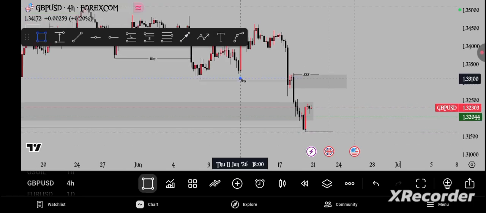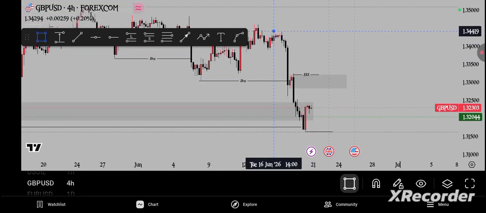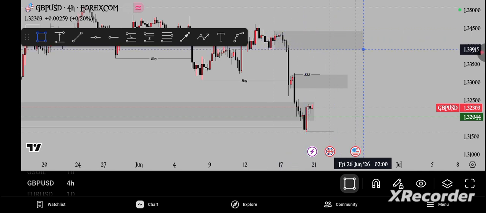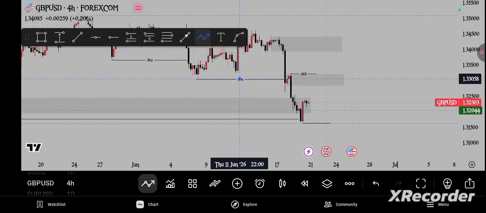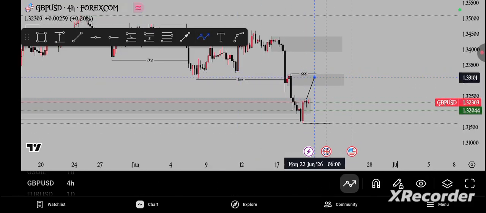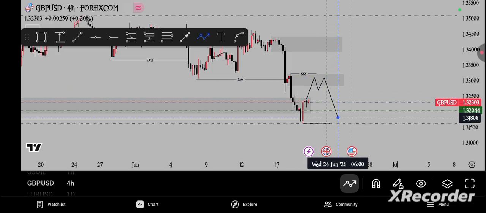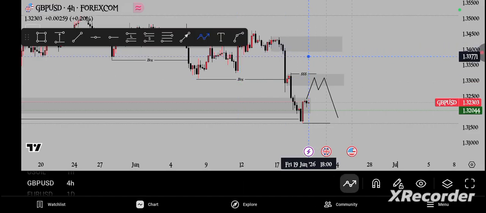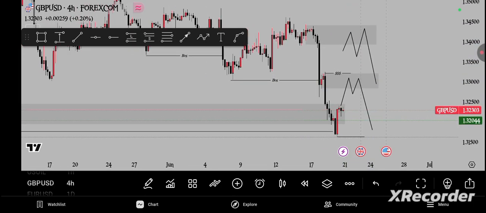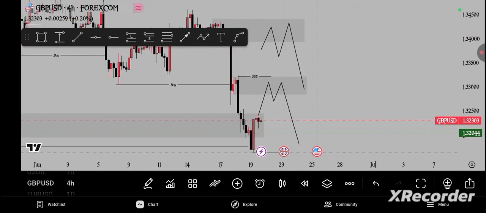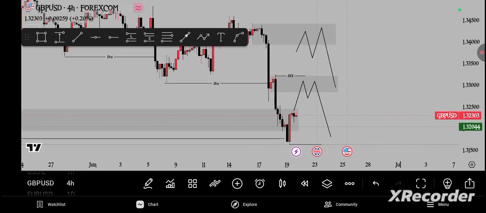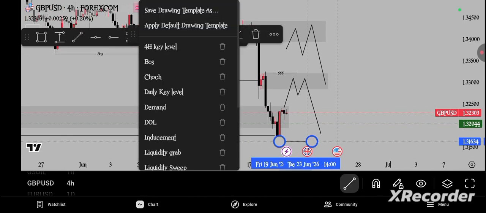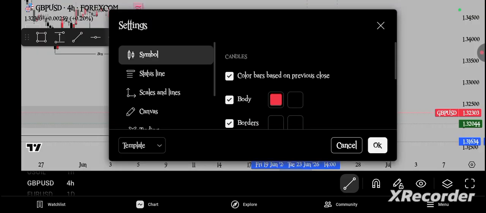Then we have this supply to watch out for here also. So wherever price gives us a valid confirmation, be it here, we sell. Be it here also, we sell. So these are our draw on liquidity for now.